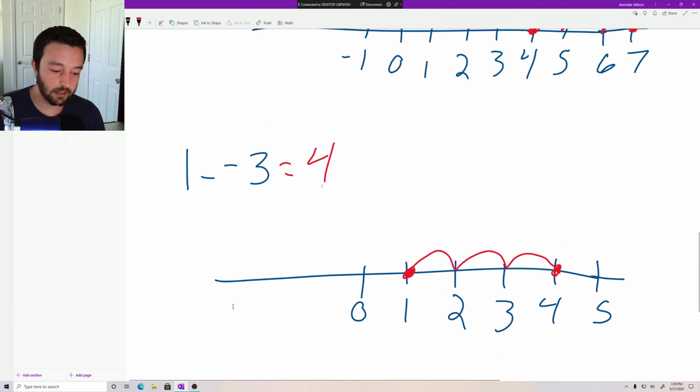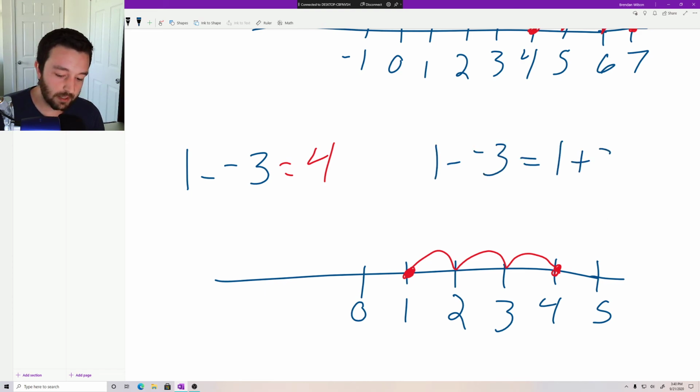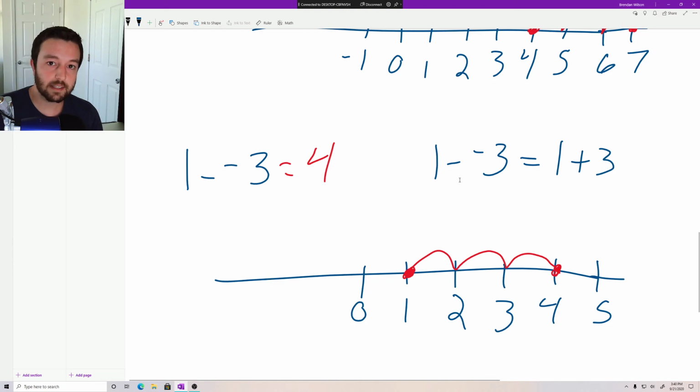One thing you might notice here is subtracting a negative is equivalent to just adding the positive number. 1 minus negative 3 is the same thing as 1 plus 3. Like I said before, this is because the negatives cancel out and they give you a positive, which we saw with the direction here. We'll learn about those rules when we talk about multiplication. But two negatives cancel out and they give you a positive in general.